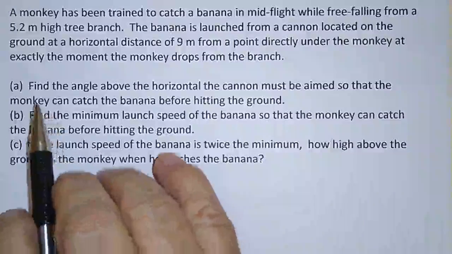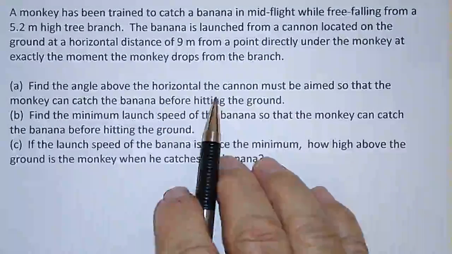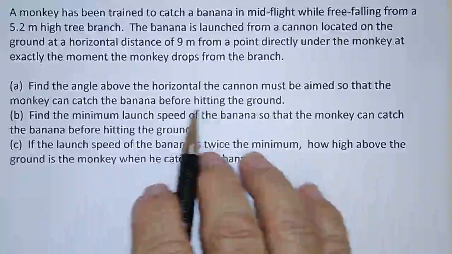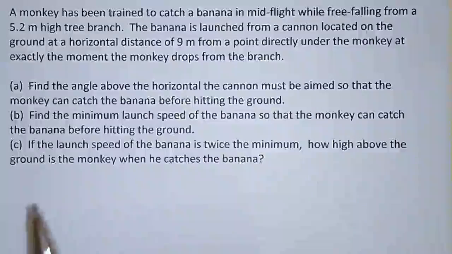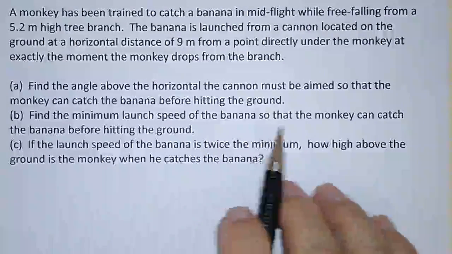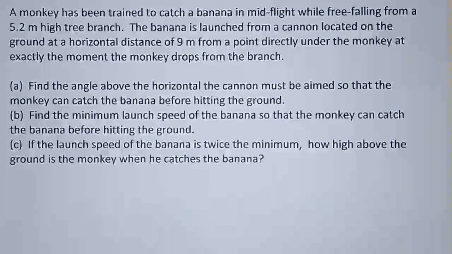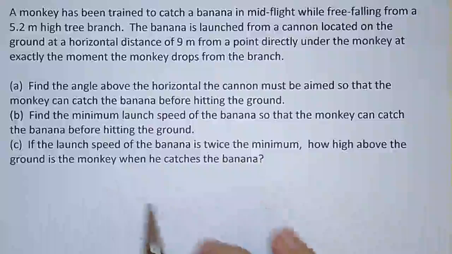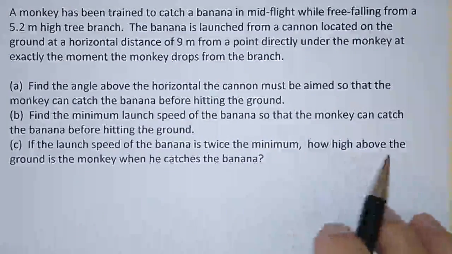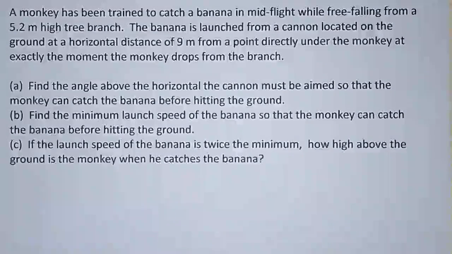What you're expected to find are: A, find the angle above the horizontal the cannon must be aimed so that the monkey can catch the banana before hitting the ground. B, find the minimum launch speed of the banana so that the monkey can catch the banana before hitting the ground. And C, if the launch speed of the banana is twice the minimum, how high above the ground is the monkey when he catches the banana?